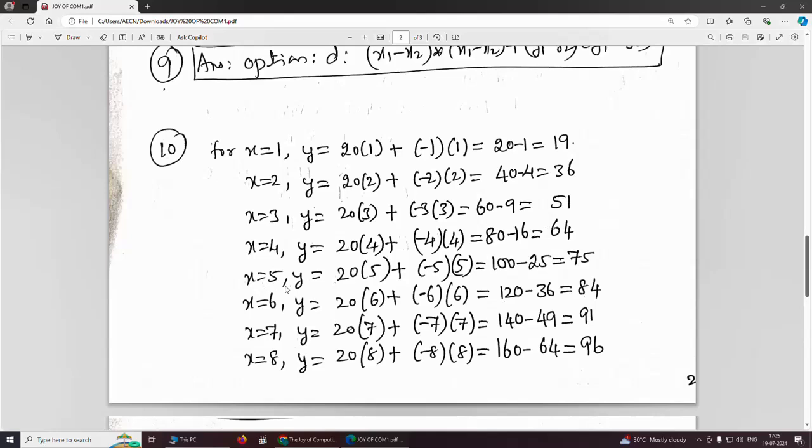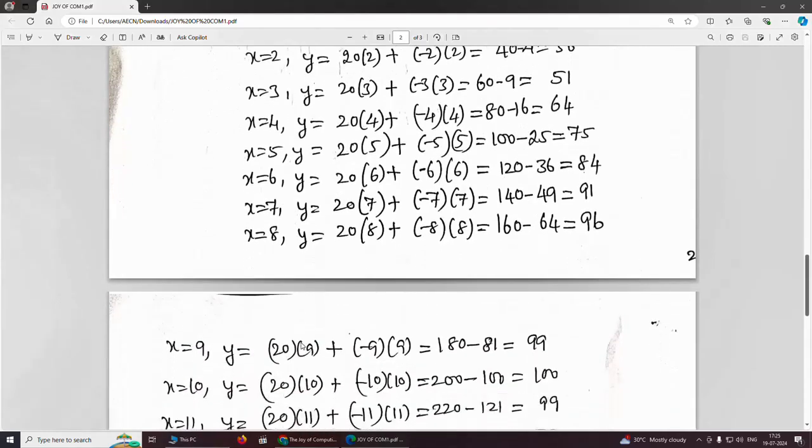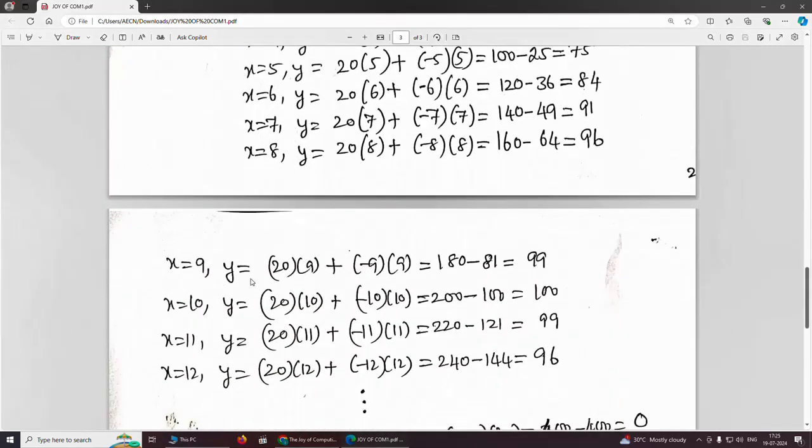For x equal to 5, you will get y equal to 100 minus 25, which is 75. For x equal to 6, y equal to 84. For x equal to 7, you will get 140 minus 49, which is 91. For x equal to 8, y equal to 96. For x equal to 9, y equal to 99, and for x equal to 10, you will get y equal to 100.